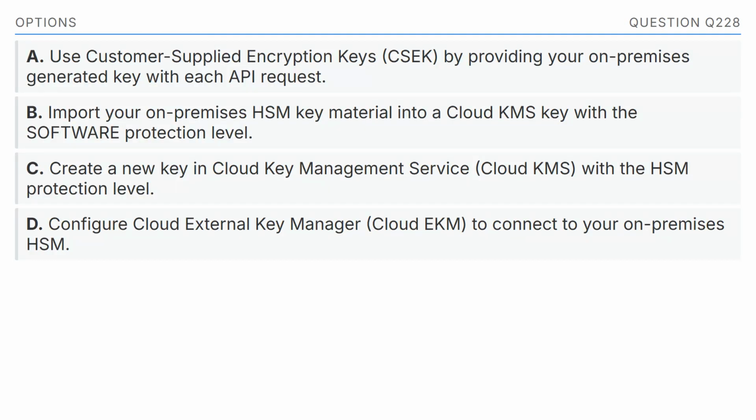The options are: Option A, use customer-supplied encryption keys, CSEK, by providing your on-premises generated key with each API request. Option B, import your on-premises HSM key material into a Cloud KMS key with the software protection level. Option C, create a new key in Cloud Key Management Service, Cloud KMS, with the HSM protection level. Option D, configure Cloud External Key Manager, Cloud EKM, to connect to your on-premises HSM.